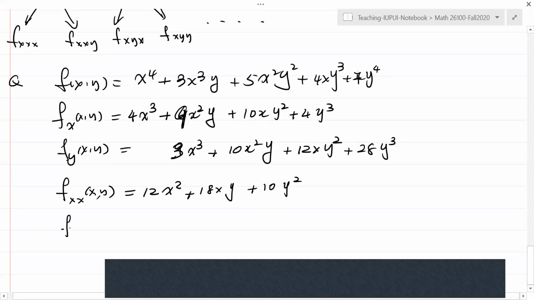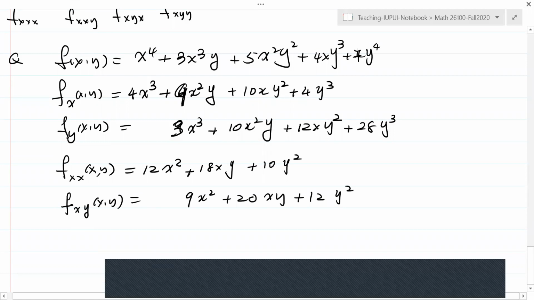Then you differentiate the same function with respect to y. Then you get the first term is 0. The second will be 9x squared. The third term is 20xy. Then here's 12y squared. Okay.